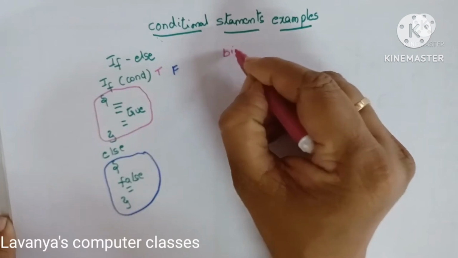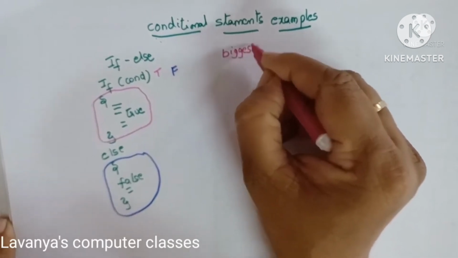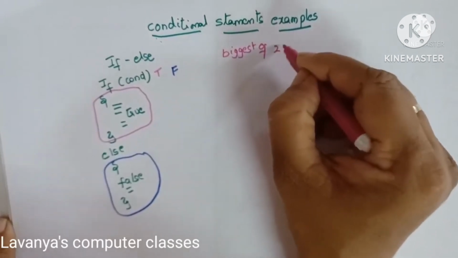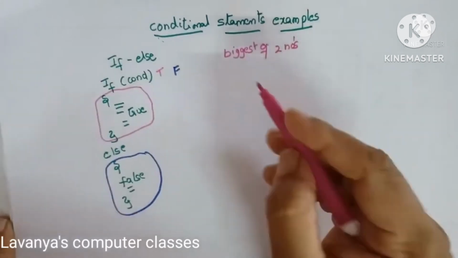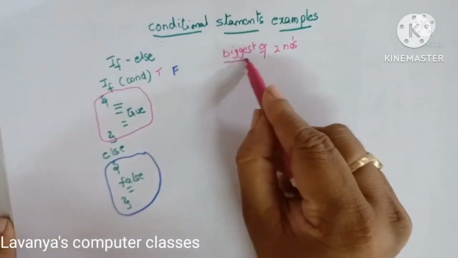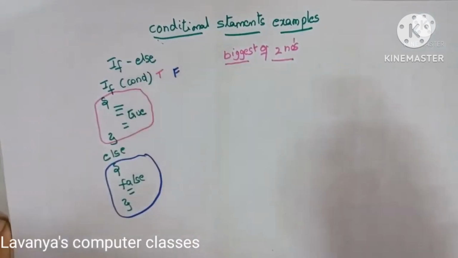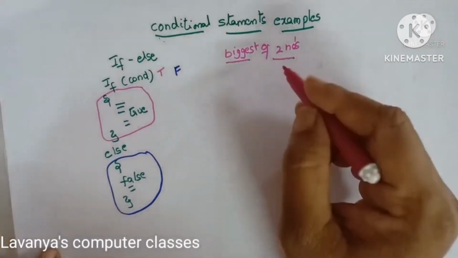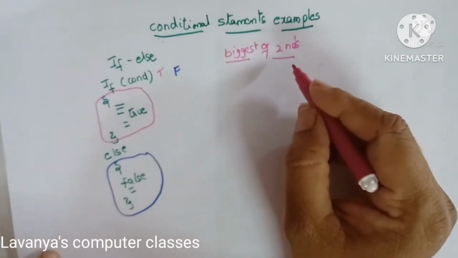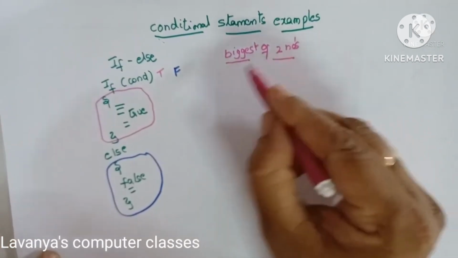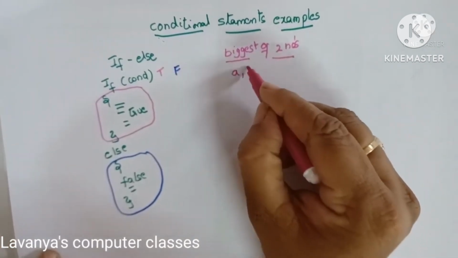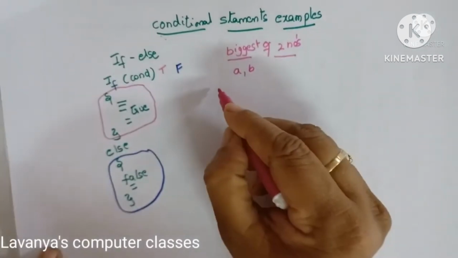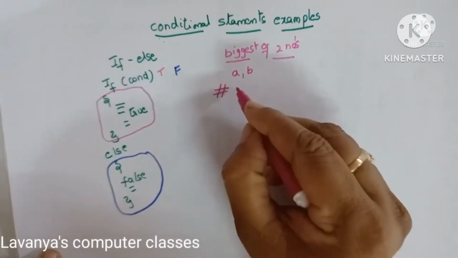Now we'll explain with one example program, that is biggest of two numbers. First read the problem carefully. Biggest of two numbers means we need two numbers. Those are A and B. A comma B are two numbers. So now I start writing the program.